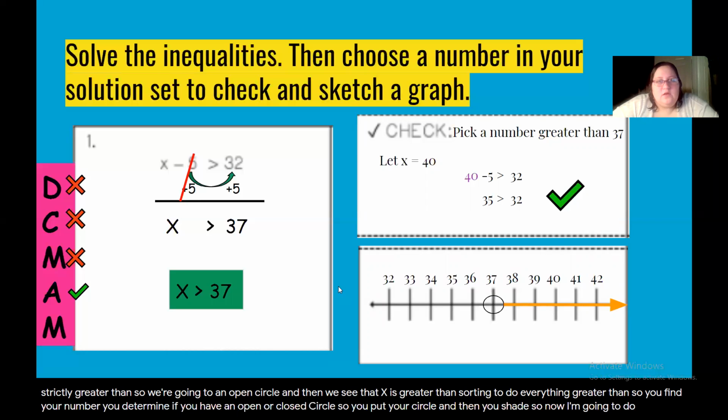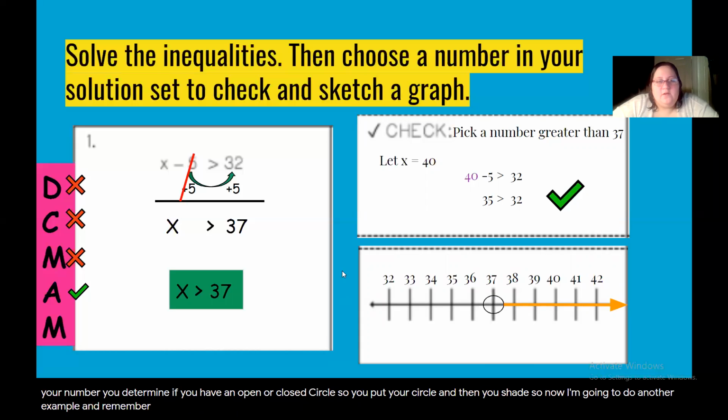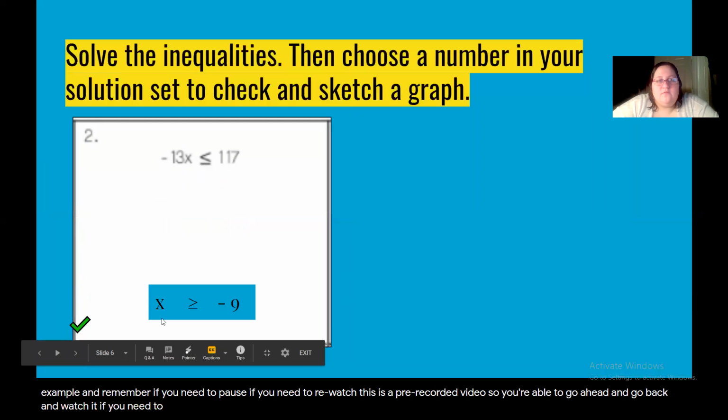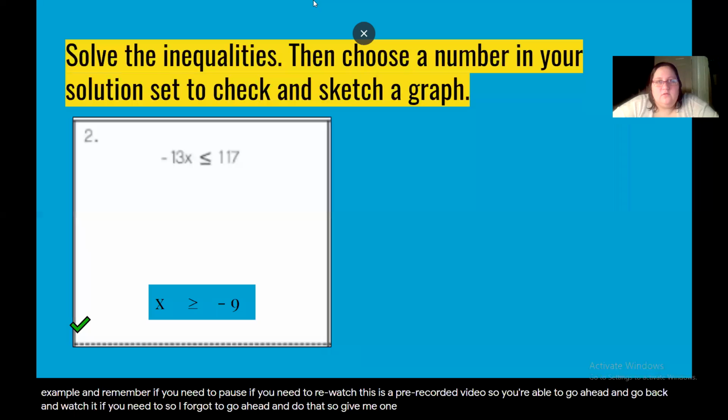So now we're going to do another example. Now remember, if you need to pause, if you need to rewatch, this is a pre-recorded video, so you're able to go ahead and go back and watch it if you need to. So I forgot to go ahead and do that, so give me 1 second.